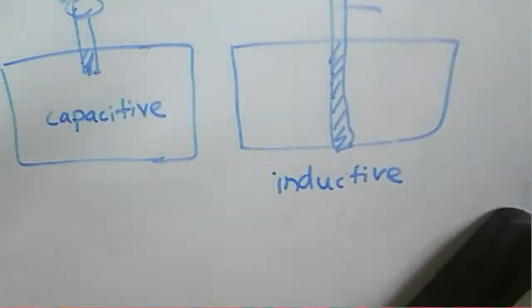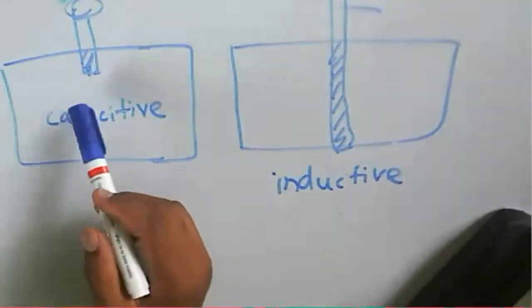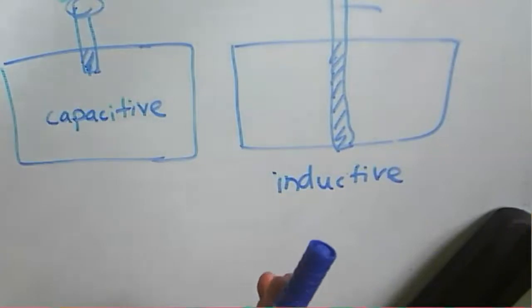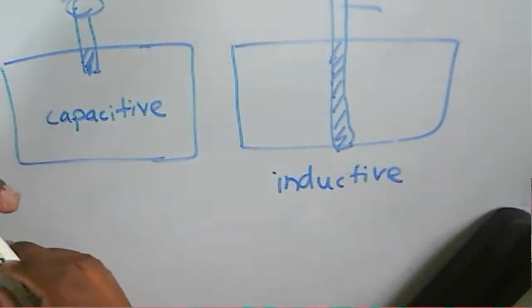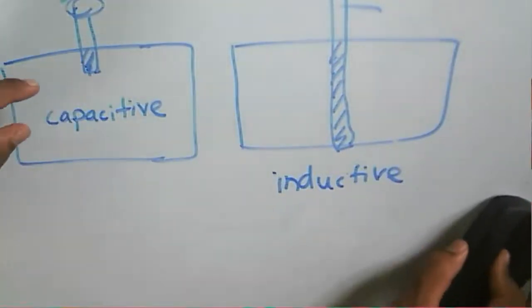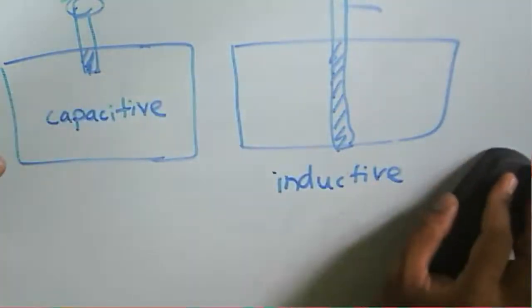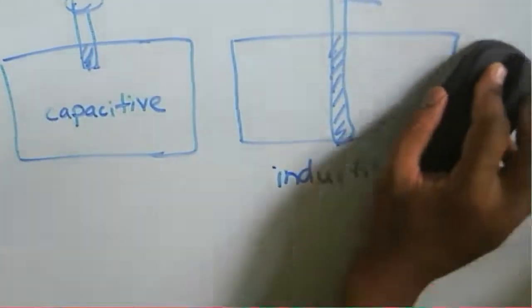So this is the effect of a particular screw or small section or post: it will create a capacitive effect or an inductive effect.